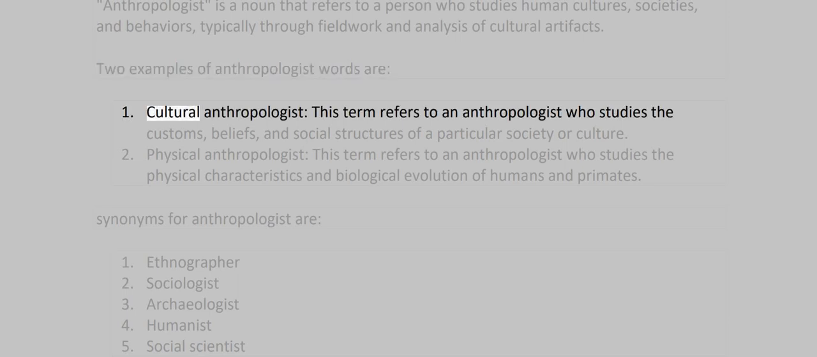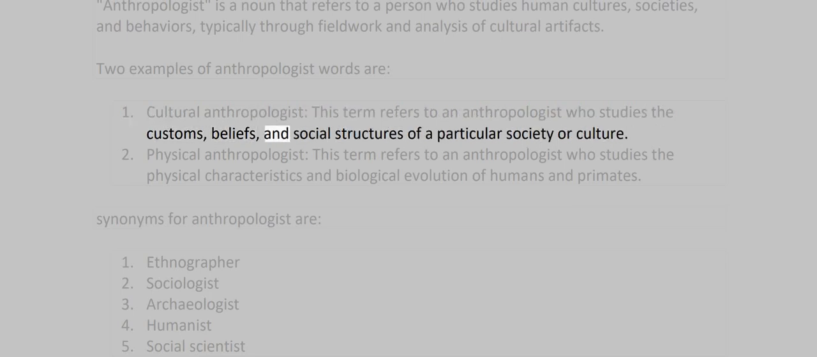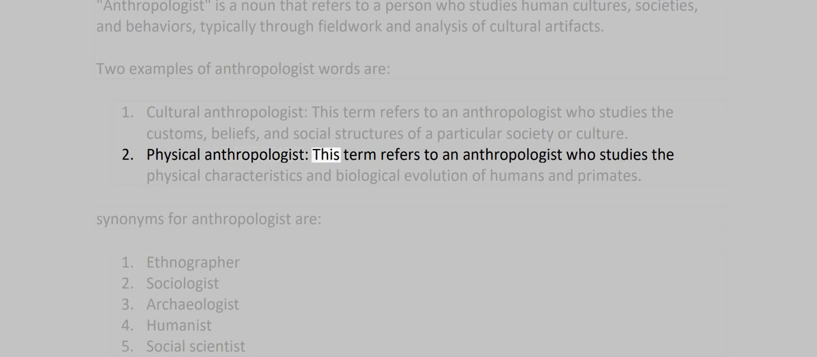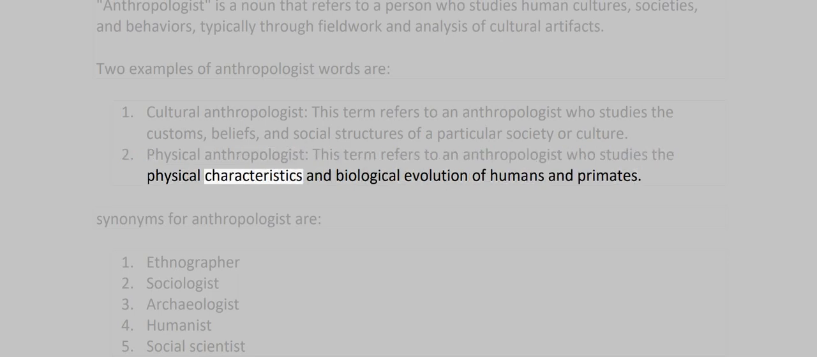1. Cultural anthropologist. This term refers to an anthropologist who studies the customs, beliefs, and social structures of a particular society or culture. 2. Physical anthropologist. This term refers to an anthropologist who studies the physical characteristics and biological evolution of humans and primates.